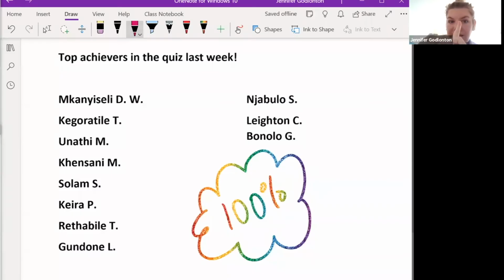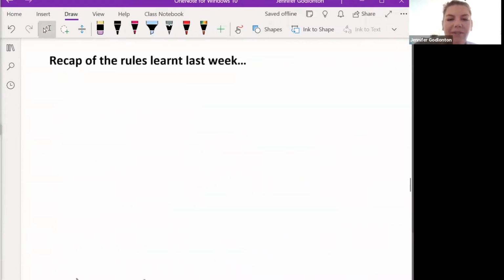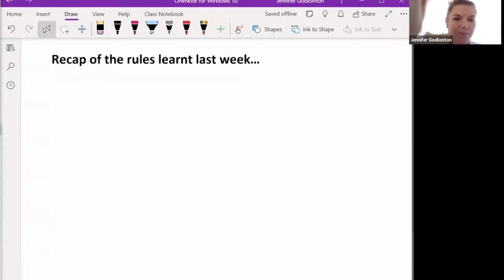Only one new rule today. So only one new rule. So we're going to quickly go over the rules that we learned last week. We have learned a couple of rules. Who can tell me one of them? You can tell me one and then sort of explain how that rule works to me.